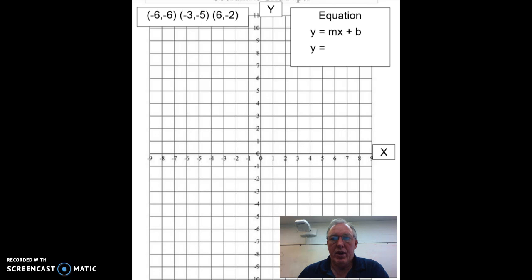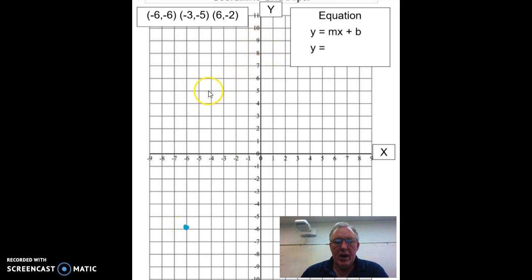We see points on the graph: (-6, -6). So let's go ahead and plot that. We know the first -6 is on the x-axis, so we'll go to -6. And -6 for y, we'll go down to -6. And we'll make a point right here.